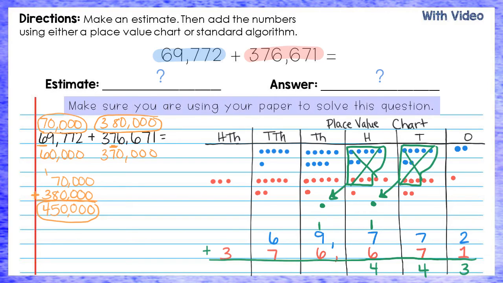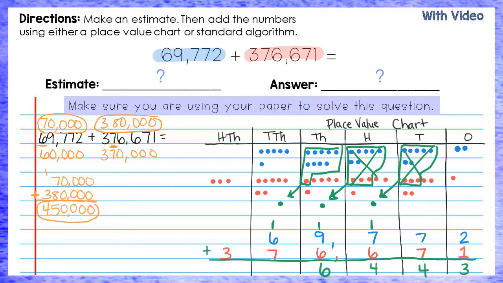Now we have 9 plus 6 plus 1. We can't have that many, so we need to regroup 10. 9 plus 1 is 10, plus 6 more is 16. We can't have 16, so now we have 1, 2, 3, 4, 5, 6 left in our thousands place, and we have regrouped 1 into our 10,000s place.